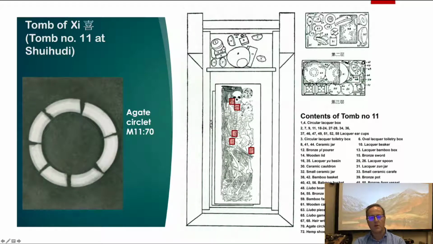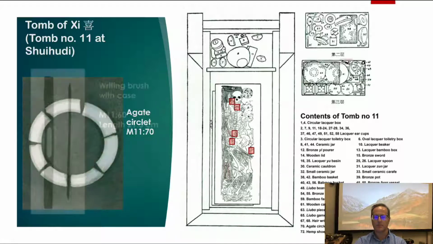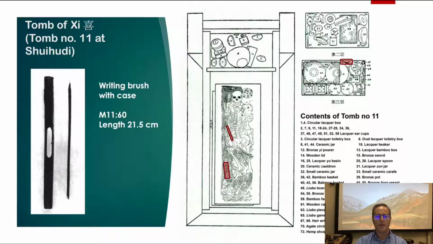And on top of the body was this agate circlet, which was broken into several pieces and then placed along different points of the body in some sort of ritual. Now at his right hand and down near his knees, there were also writing brushes. And this writing brush, in fact, was placed in his hand as if he was writing.